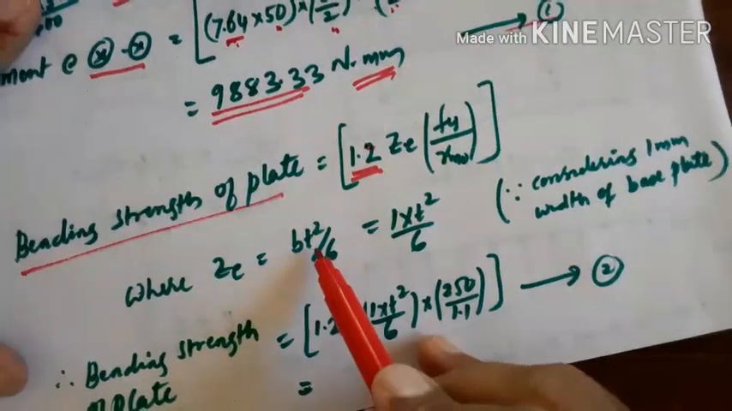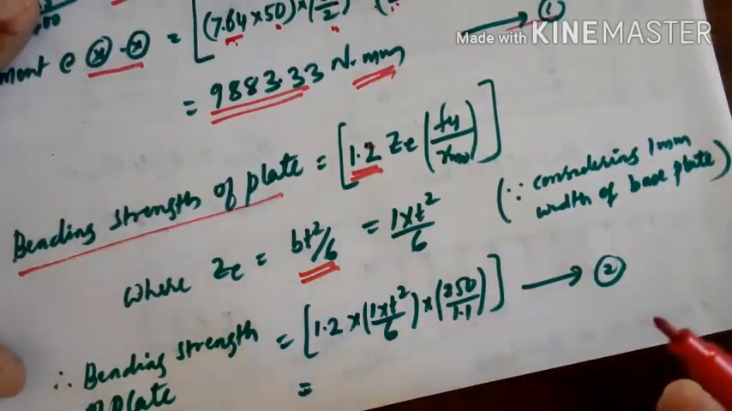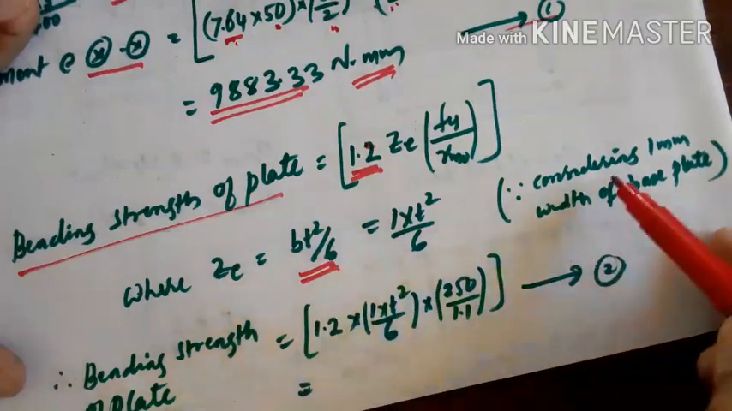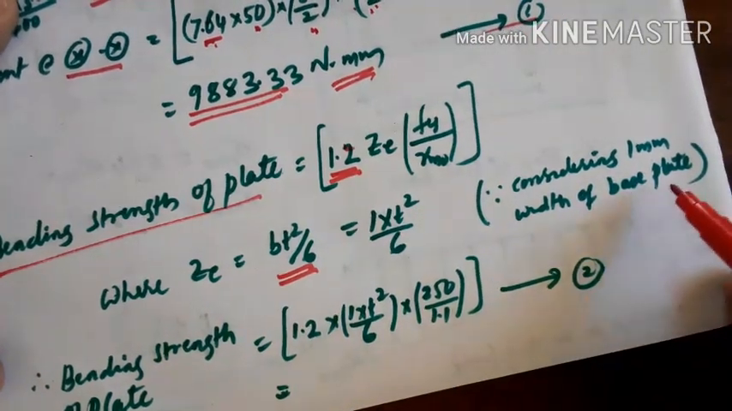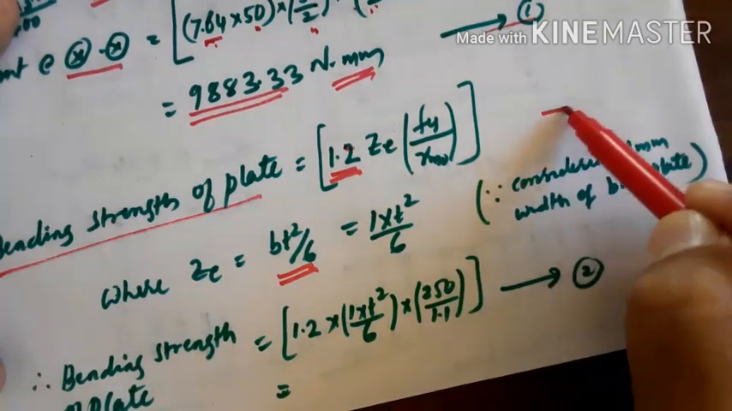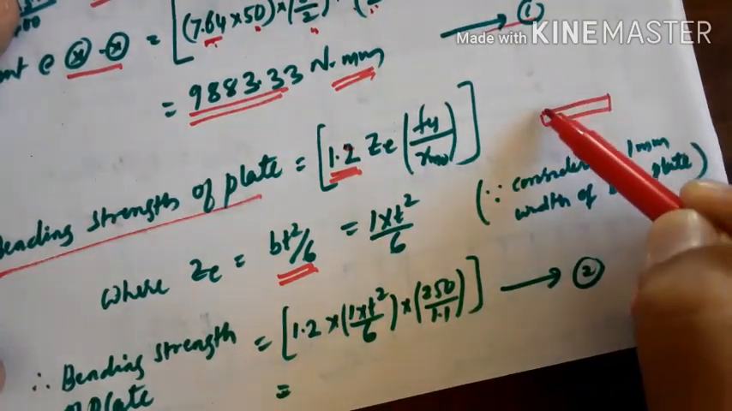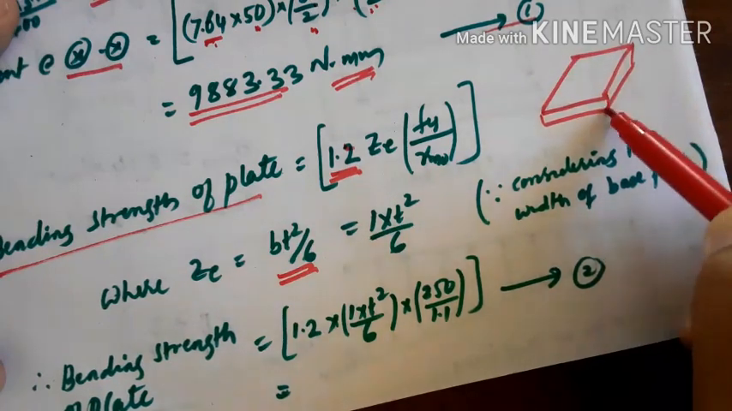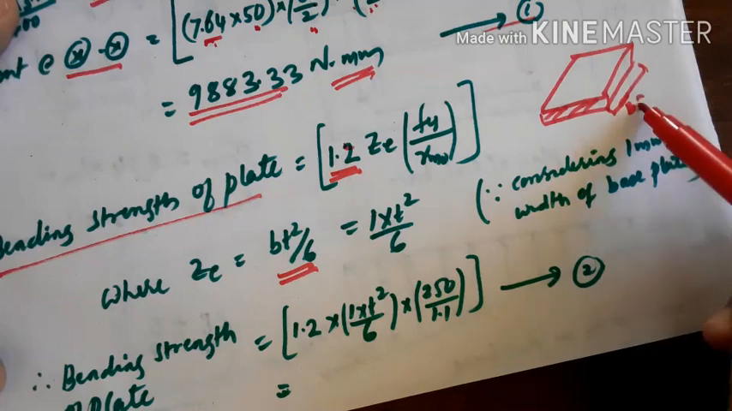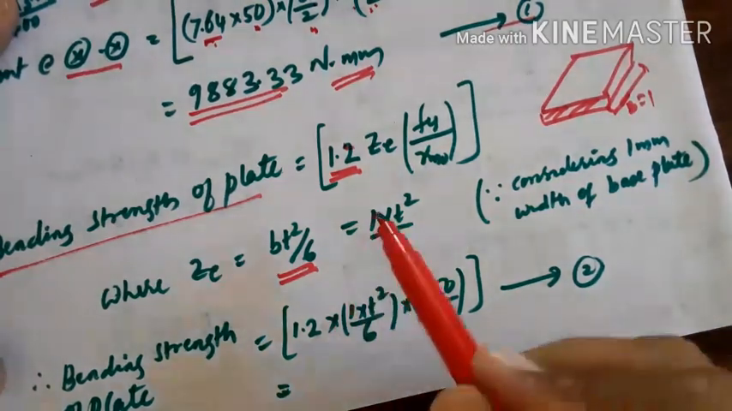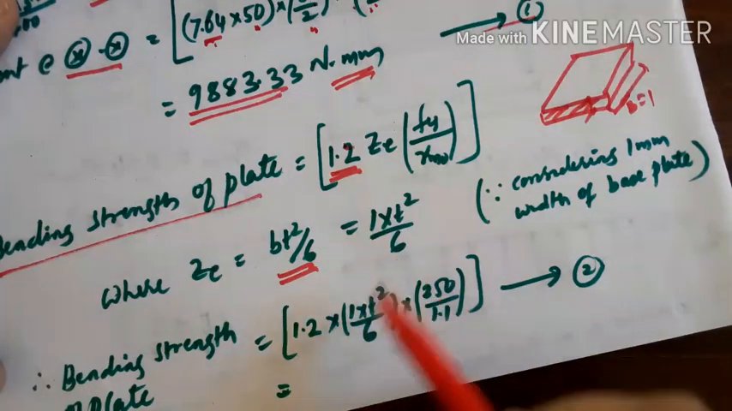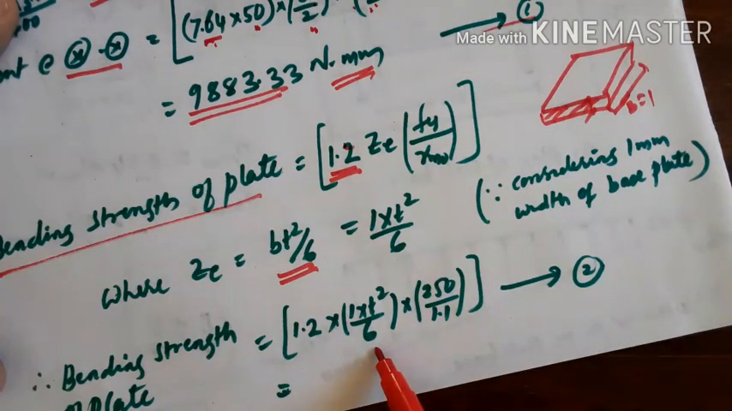Then here Ze will be P t square by 6. We know how it comes. In the previous problem also we solved this by considering 1 millimeter width of the base plate. So 1 into t square by 6. We are considering this is the base plate. We have taken the width as 1, then 1 into thickness squared by 6. Then substitute here, you will get this equation.